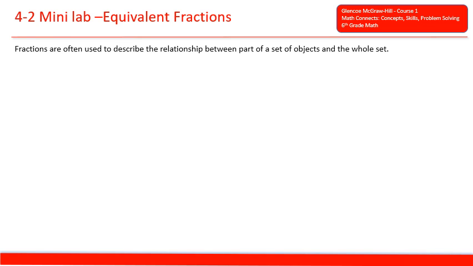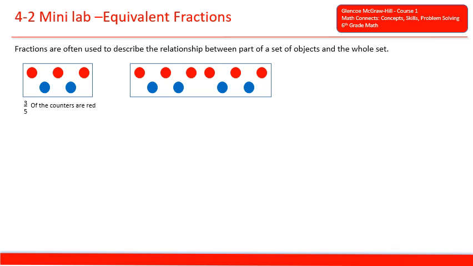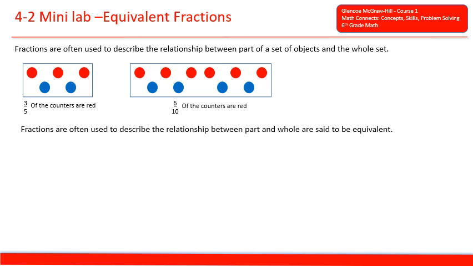Fractions are often used to describe the relationship between part of a set of objects and the whole set. So 3/5 of the counters are red. 6/10 of the counters are red. So in the above examples, 3/5, 3 of the 5 total, so 3 is the part that are red of the whole set of 5.